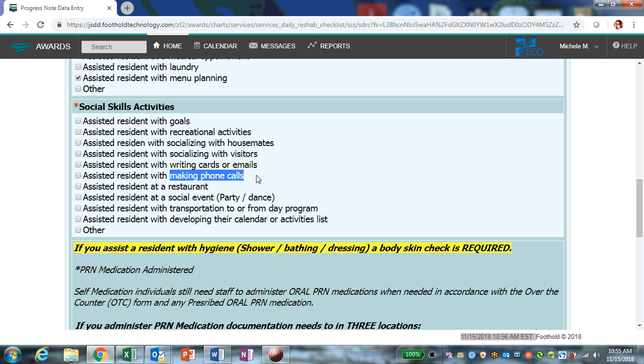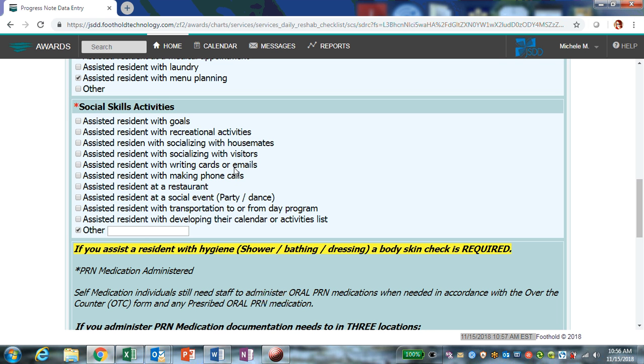Assisting a resident with making phone calls. Assisting a resident at a restaurant or at a social event, which is a party or dance, right? That's also a vacation, right? Sometimes you might be going to a hotel and you say hello to the receptionist and things like that, okay? Assist a resident with transportation to or from a program, either or. Assist a resident with developing their calendar or activity list. And then, of course, there's other for those individuals who do these things independently. You're going to indicate what they did independently during the shift.